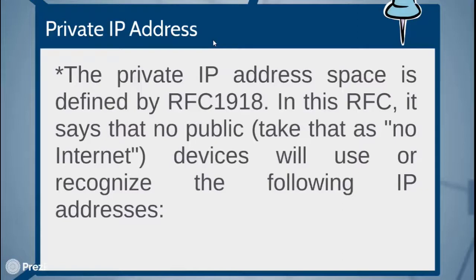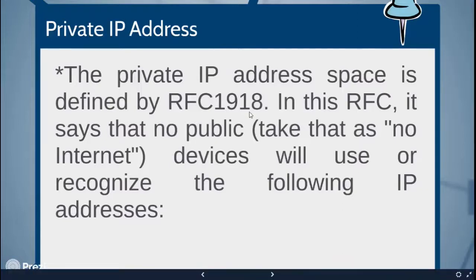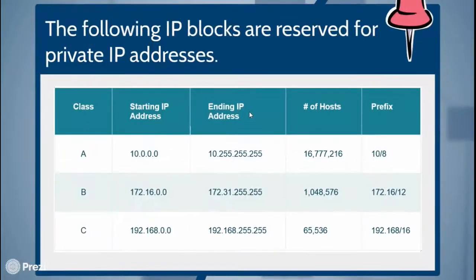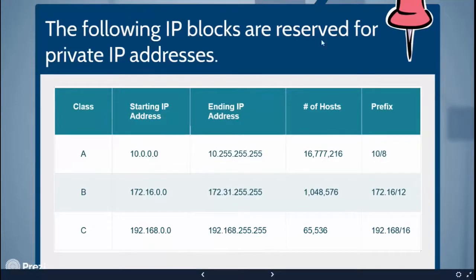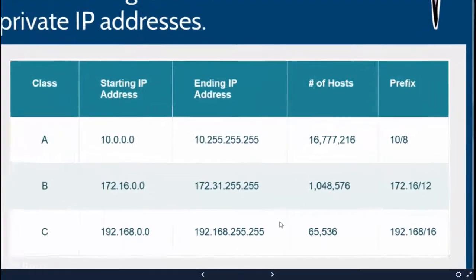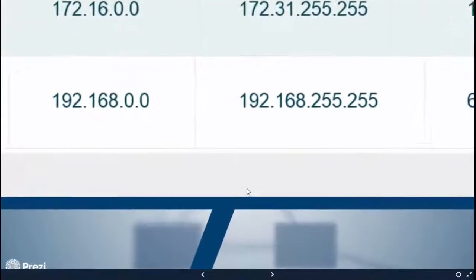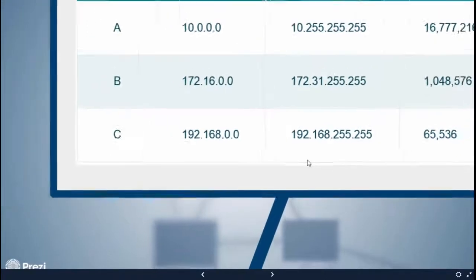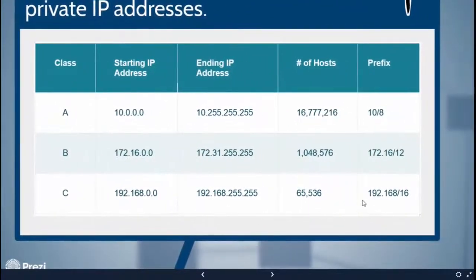So the public address will actually be split to private IP addresses to other branches of the university. Okay, now this is an example. The following IP blocks are reserved for private IP addresses. The ones that you usually see are 192.168.something.something. Okay, so that is class C. As you can see, the starting IP is 0.0, and then the ending IP address is 255.255.